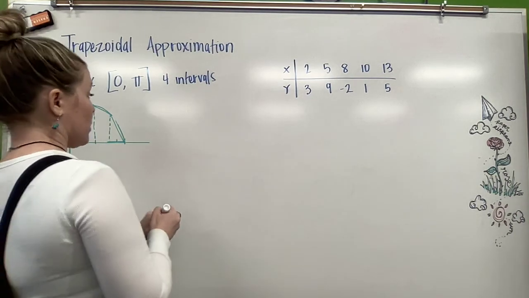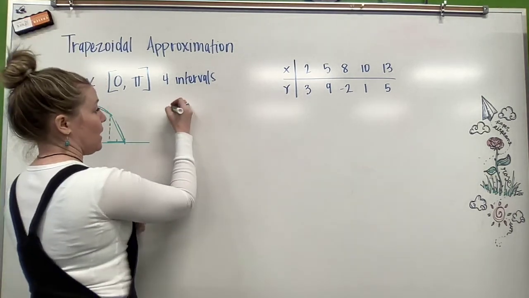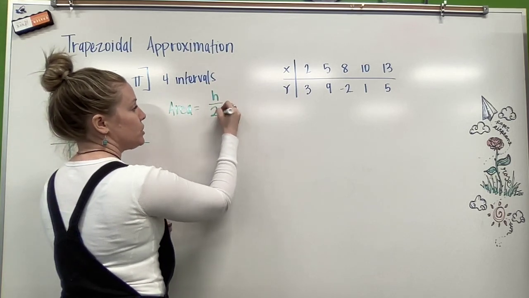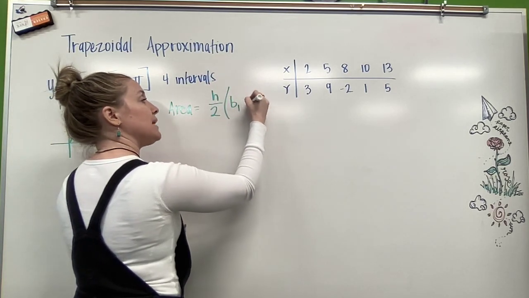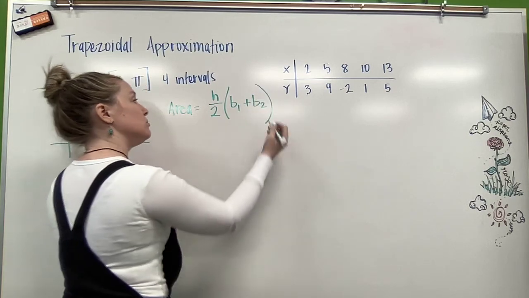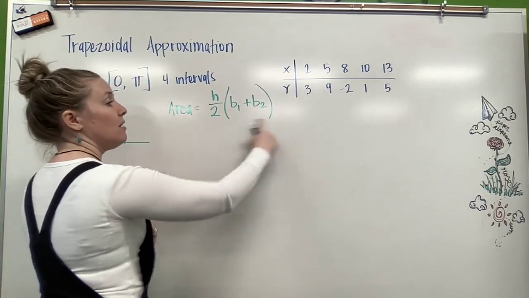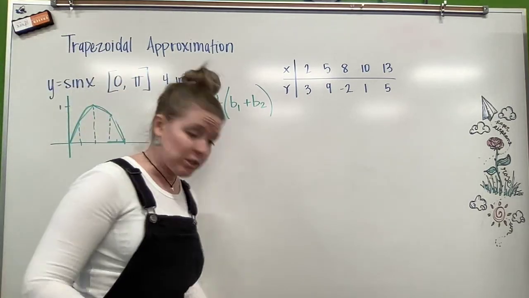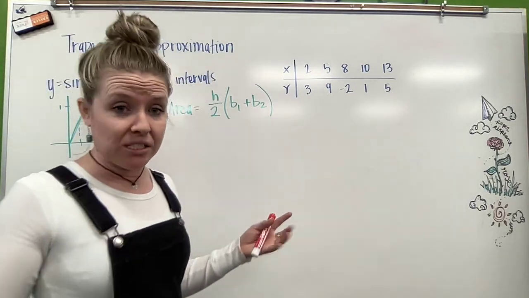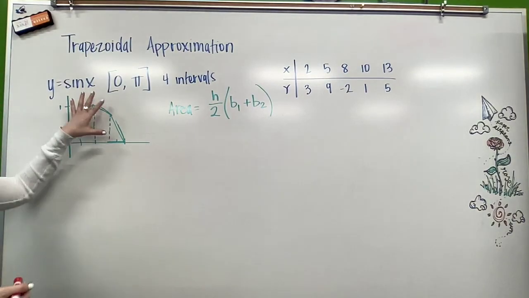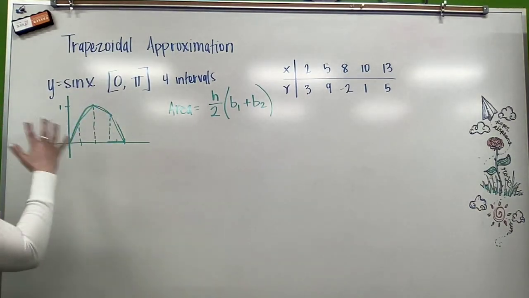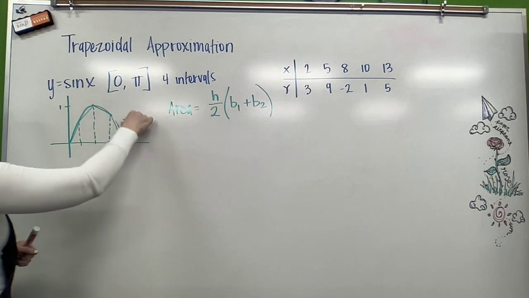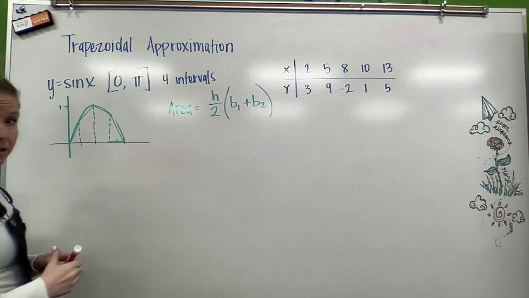So if you remember, how do we find the area of a trapezoid? We're going to take height over 2, then multiply that by base 1 plus base 2. So this is the area of our trapezoids. Once we know that, the rest is straightforward. With this one, because we're going to use 4 intervals and they're going to be the same depth, we can use a little bit of a shortcut here.